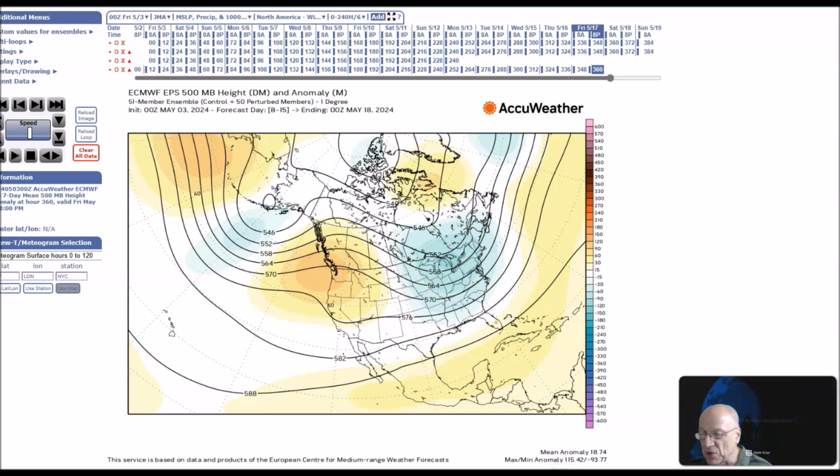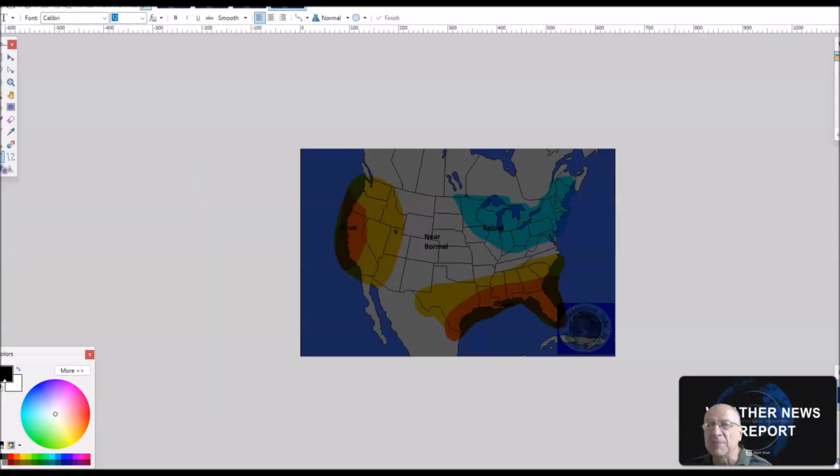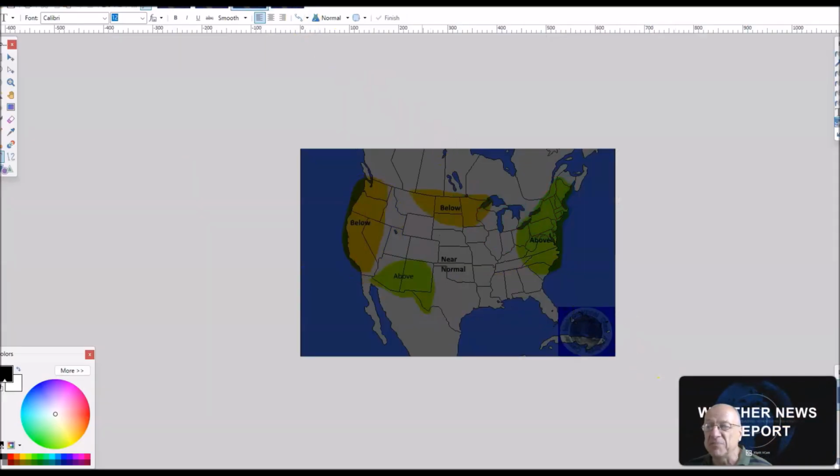So for this forecast period, I am calling for little change in the temperature anomalies, and for precipitation, I'm calling for below normal precipitation here and here. Probability of occurrence is near 35%. And then we have above normal precipitation for this region, for the southern Rockies. And for this region, probability of occurrence is nearly 35%.